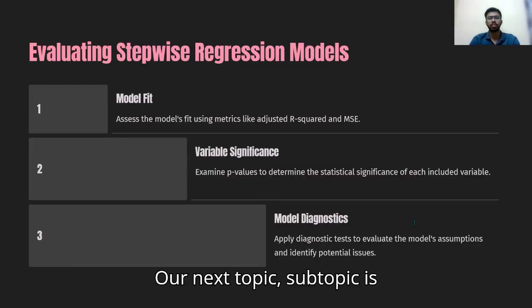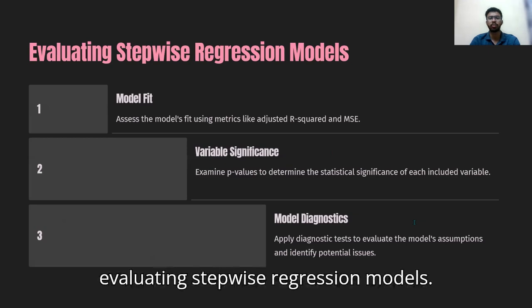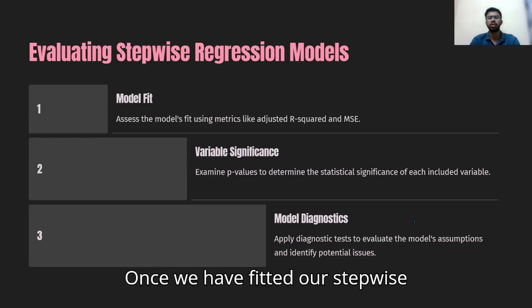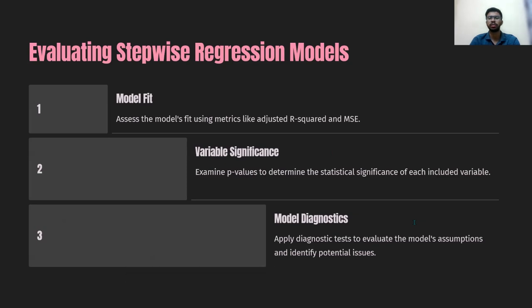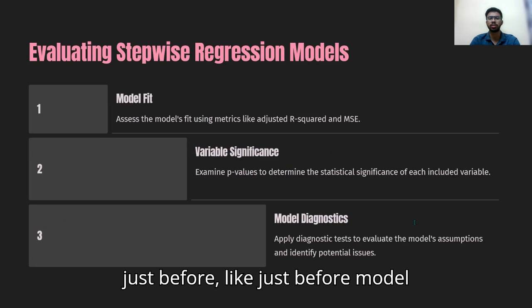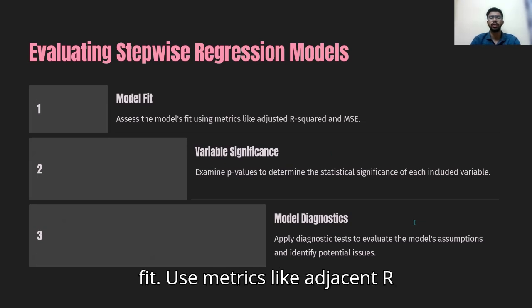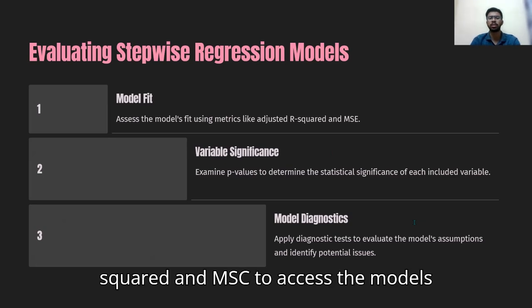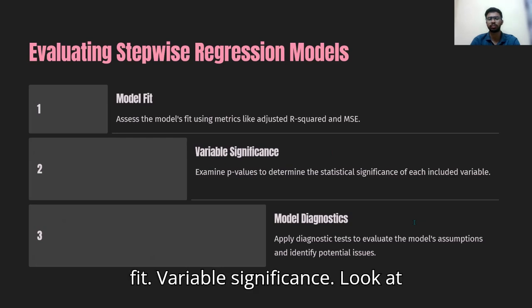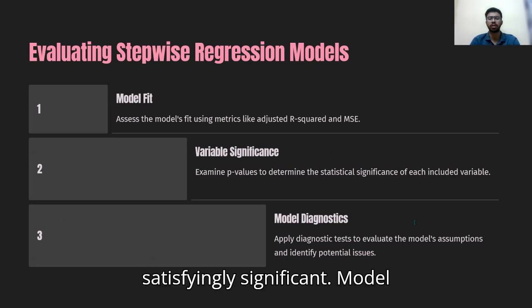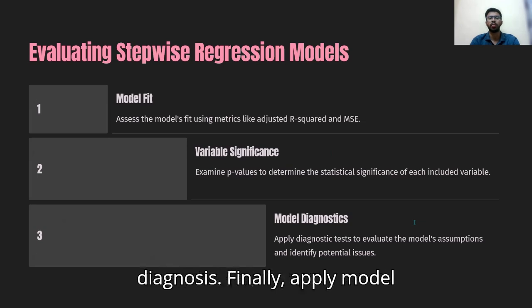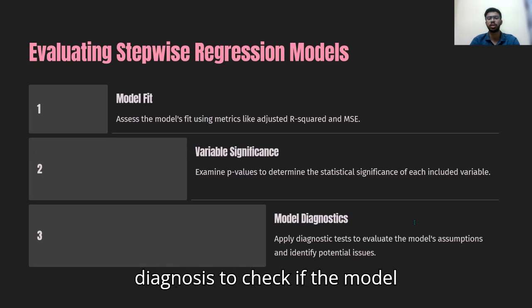Our next subtopic is evaluating stepwise regression models. Once we have created our stepwise regression model, we evaluate it just as before. Model fit: use metrics like adjusted R squared and MSE to assess the model's fit. Variable significance: look at the p-values to see which variables are statistically significant. Model diagnostics: finally, apply model diagnostics to check if the model assumptions hold.